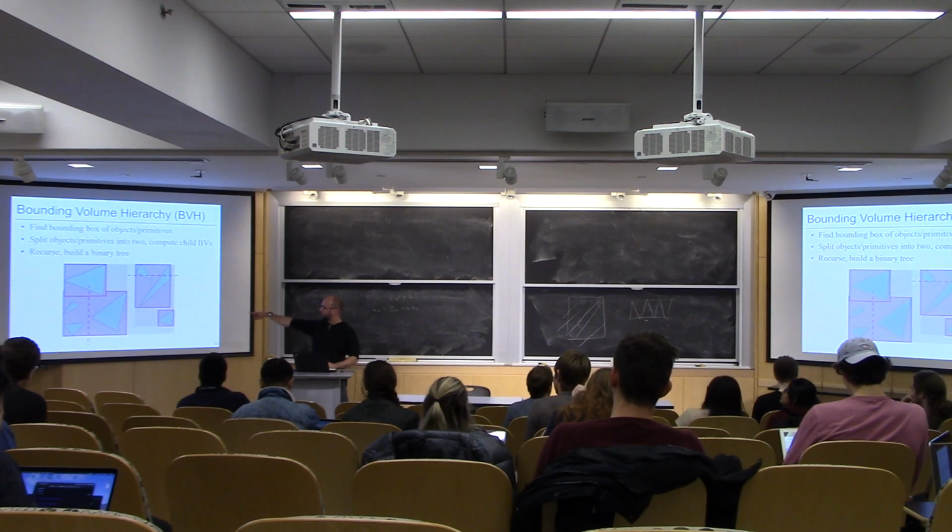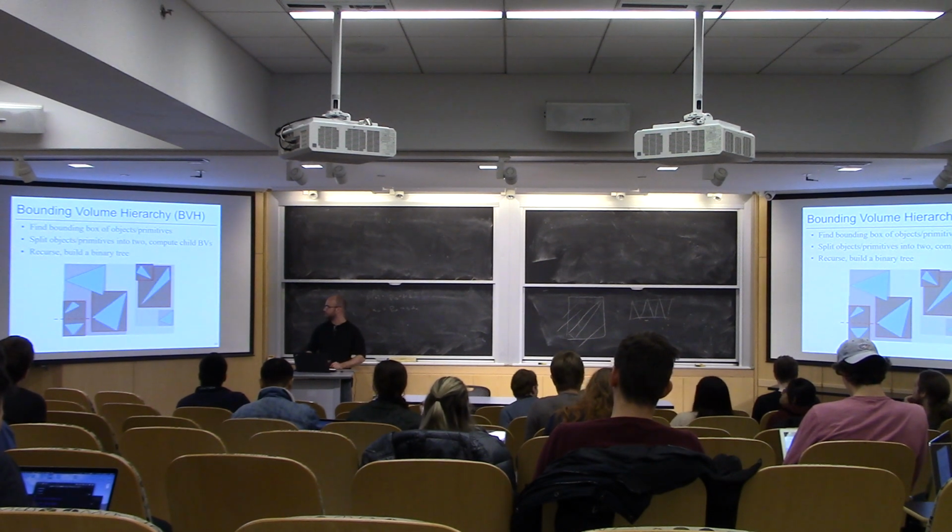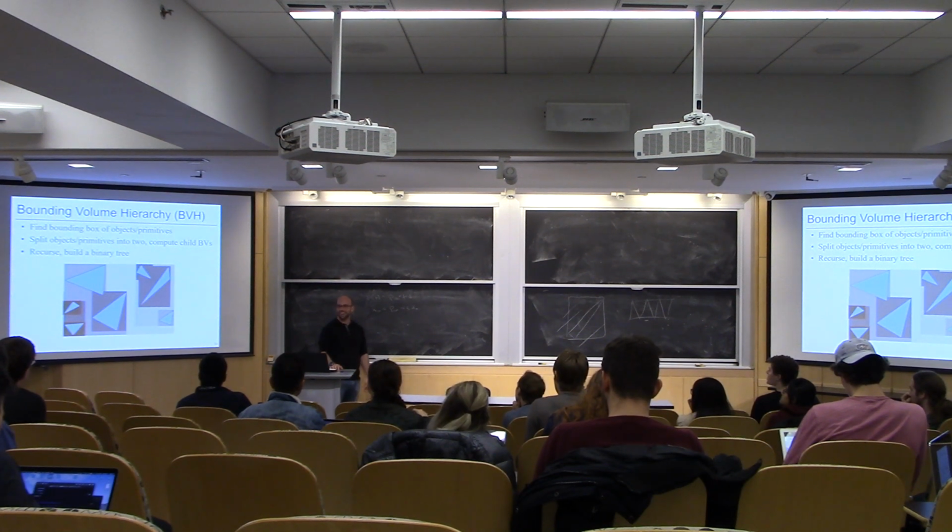And maybe I continue to split these two boxes, because they have two objects in them, all the way down to the bottom. In practice, do people probably go all the way to the bottom of the hierarchy? Yeah, probably not. At some point, just looping over all the triangles in the box is a reasonable computation to do.